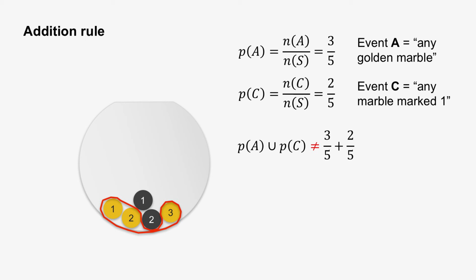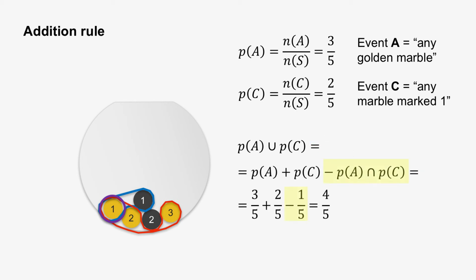We have 3 golden marbles. The set is highlighted in red. We have 2 marbles marked 1. The set is highlighted in blue. We notice that the golden marble marked 1 is a member of both sets. It's the intersection set. If we just add the sets, the probability of picking this marble is incorrectly counted twice, so to speak. We have to subtract the intersection to get it right.